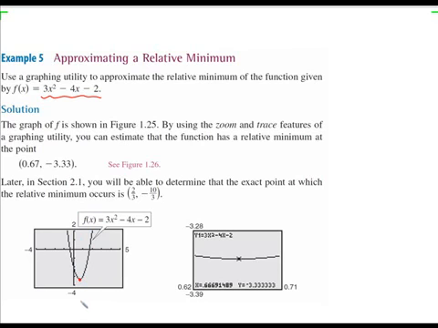And it turns out the coordinate here is going to be 0.667, and the y value is negative 3.333. Okay, remember I always want you guys to round to 3 decimals for me. So these are the coordinates for the relative minimum here. Well, in this case, this would be the absolute minimum. It's the only minimum for this graph.